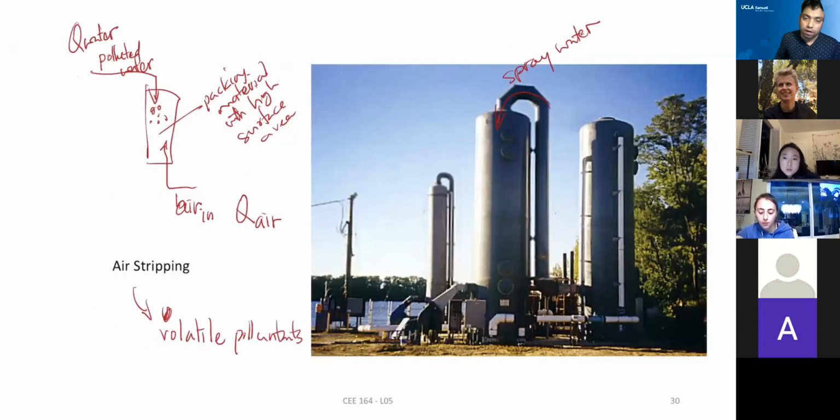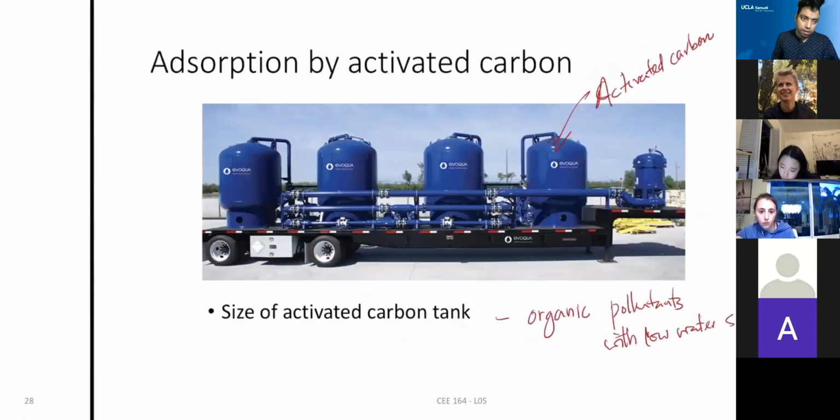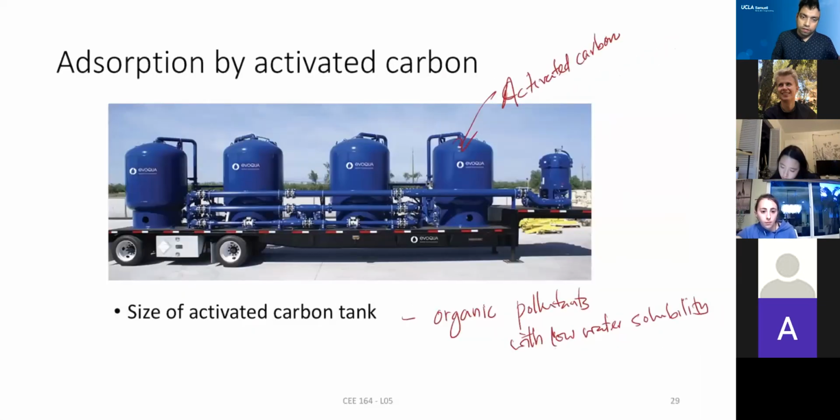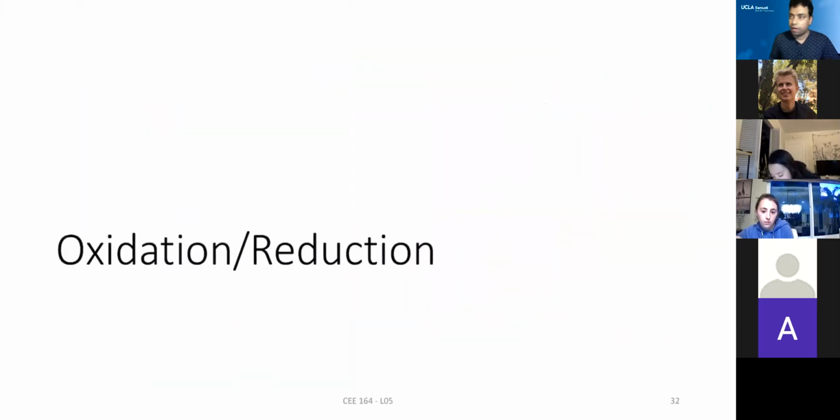For instance, here, all it does is remove the pollutant from water to air. It doesn't really destroy it. Here, you remove the pollutant from water to activated carbon. So again, you are creating another type of polluted material. Oxidation, though, destroys it. Okay, so that's all in terms of the technology.